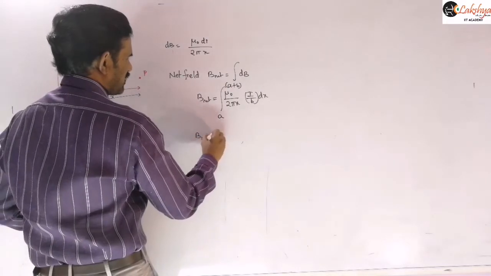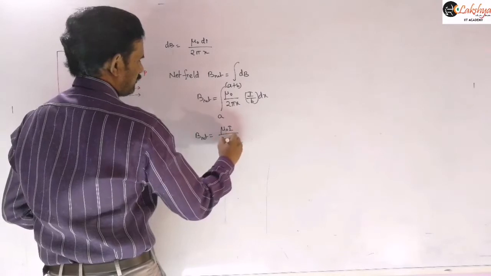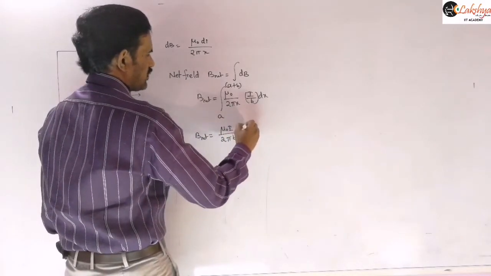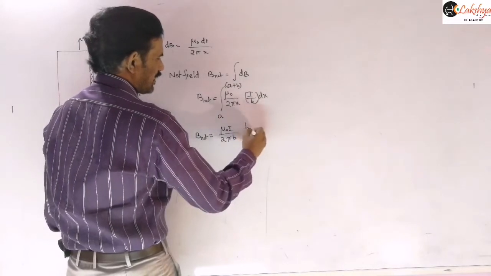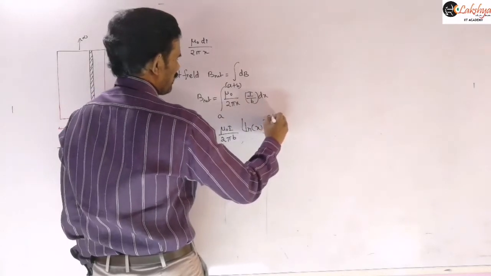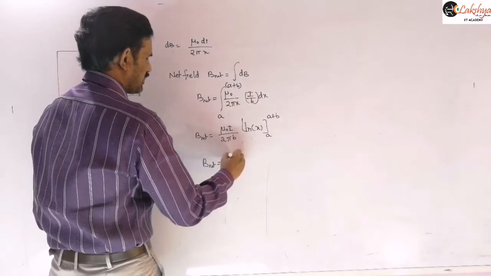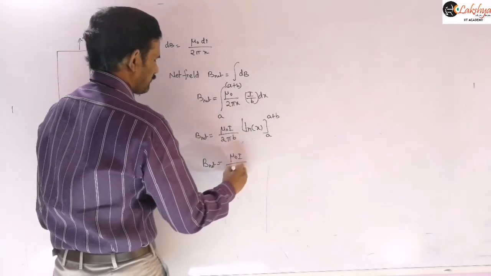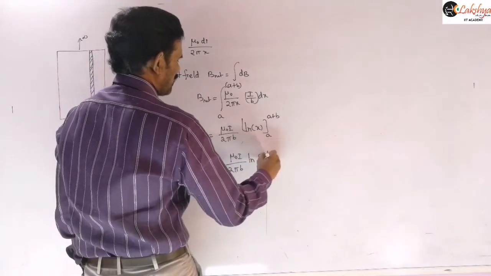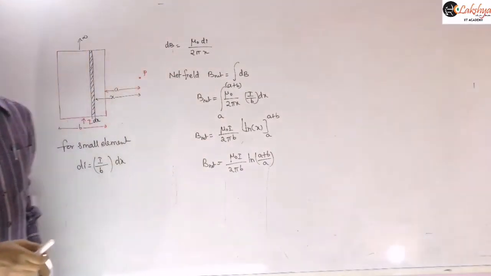Therefore the net field is equal to mu naught I by 2 pi b into ln x, with limits from a to a plus b. Therefore the net magnetic field is equal to mu naught I by 2 pi b into ln of (a plus b) by a. So that is the magnetic field due to this plane.